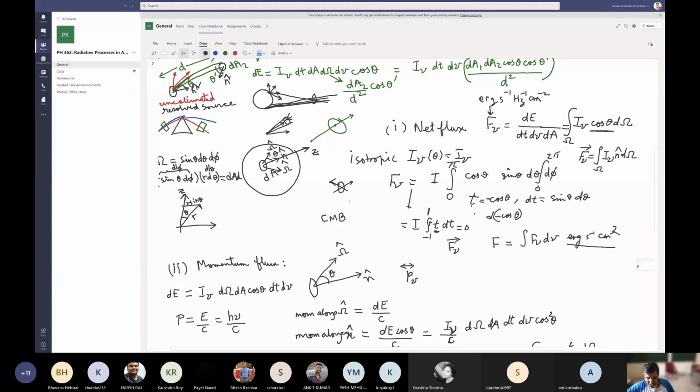In the same way, pressure is actually a tensor, and that's nothing but, in analogy to this, this integral over all solid angles I nu n hat n hat d omega, right?